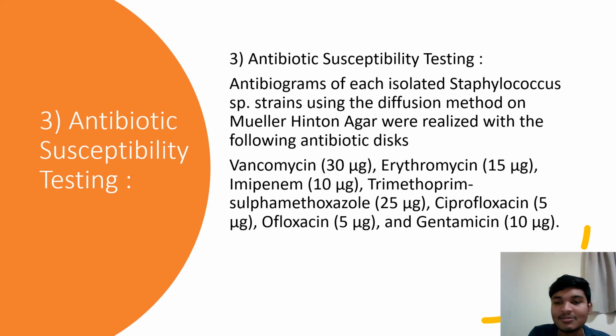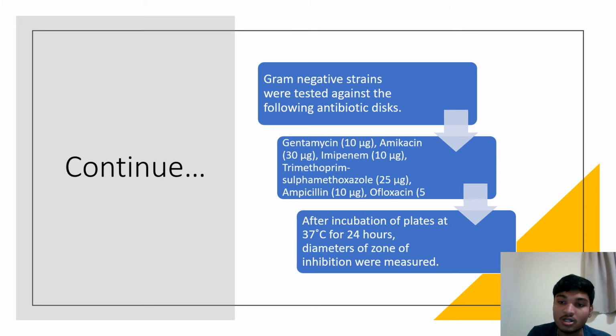Third is antibiotic susceptibility testing, which is a very important test because here we used all kinds of antibiotics like erythromycin, azithromycin, gentamicin, ciprofloxacin, ofloxacin, and susceptibility testing of these bacteria can be done. We also took samples from the Gram negative strain with antibiotics like gentamicin, amikacin, imipenem, trimethoprim, ampicillin. Then we kept all of the plates in incubation at 37 degrees Celsius for 24 hours, and the diameter of the zone of inhibition was also measured.